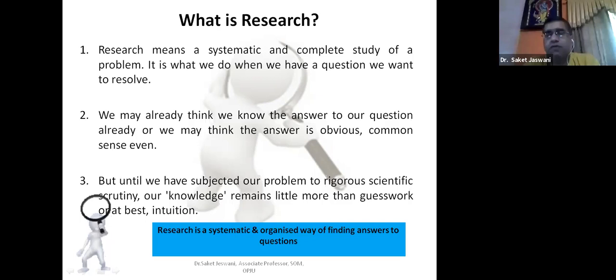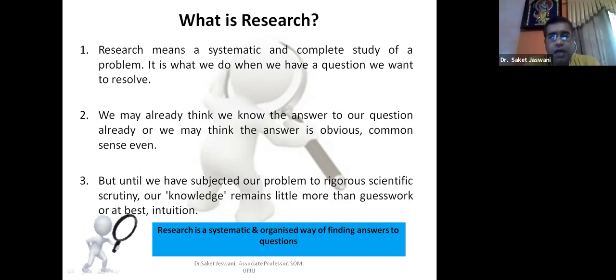We need to find out the solution, the answers for those problems and questions. If we are finding the solution of that problem in an organized and systematic manner, we are conducting a research work. The benefit of conducting this research work in an organized and systematic manner is the accuracy of the solution. We can ensure that our solution will be accurate enough, right?